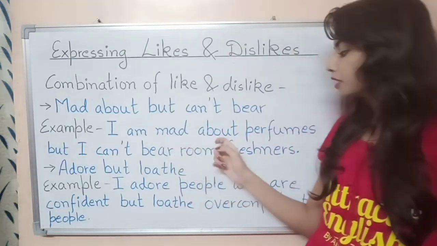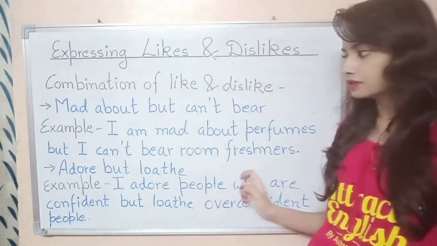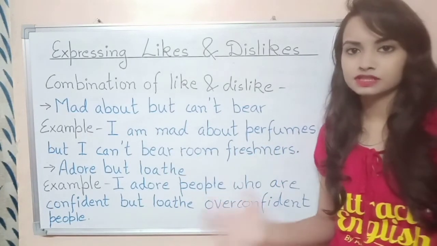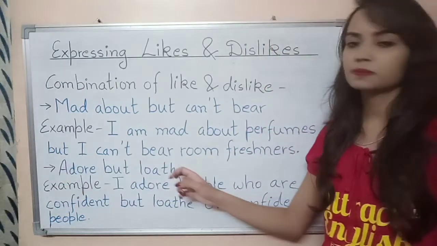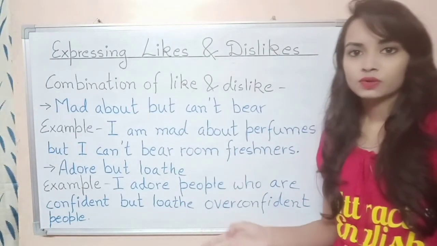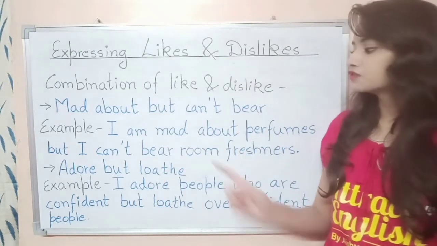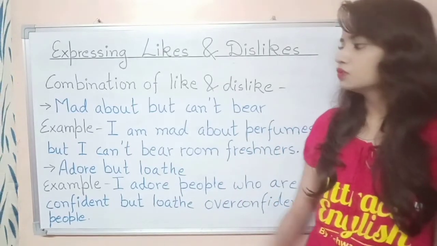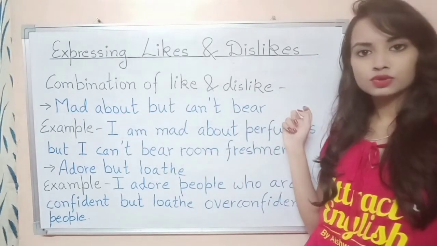I am mad about perfumes, but I can't bear room fresheners. It means I am mad about perfumes. I just love the smell of perfumes, or I just love perfumes, but I can't bear, I just cannot tolerate room fresheners. Okay, so in one single sentence I have talked about two things. First, that I like, and second, that I dislike. This is how you can use mad about, like, but can't bear what you dislike.